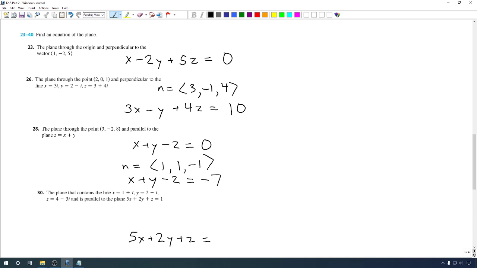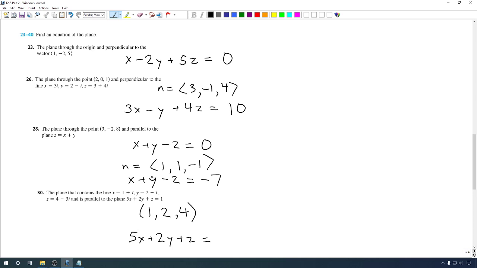But what's kind of important here is that it has to contain a particular line. It contains the line with parametric equations: x equals 1 plus t, y equals 2 minus t, and z equals 4 minus 3t. Can we get a point on that line? Well, we just plug in an easy t. Why not t equals 0? That's actually probably the easiest thing possible. If we do that, we just end up getting our constants, so we have 1, 2, and 4. That is a point that's on that line, and therefore is a point that has to be on that plane.